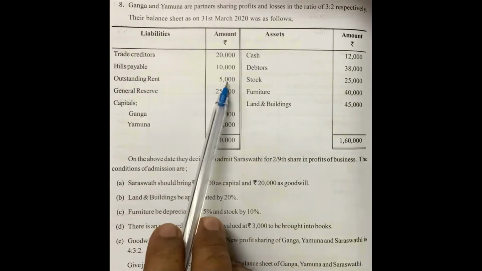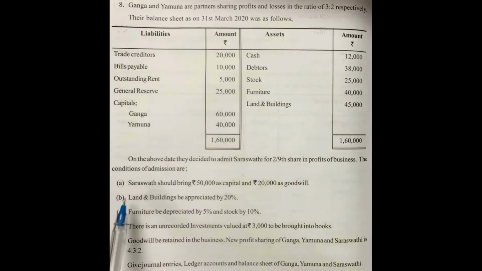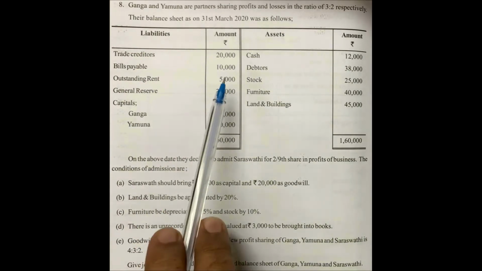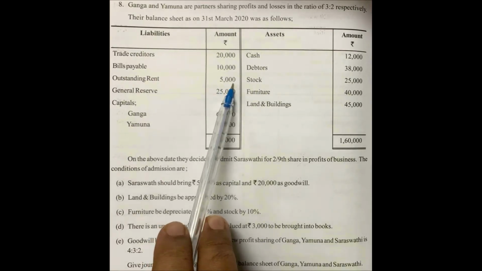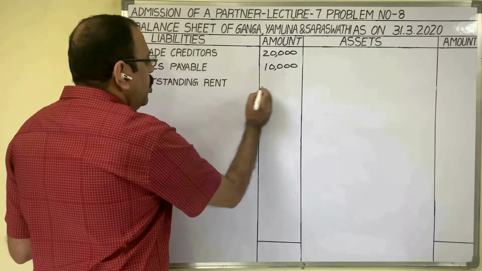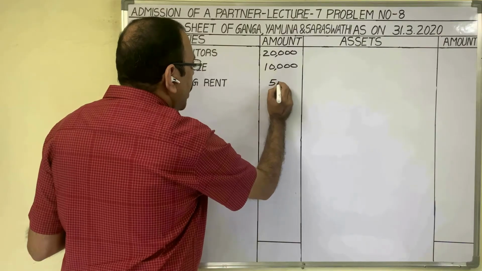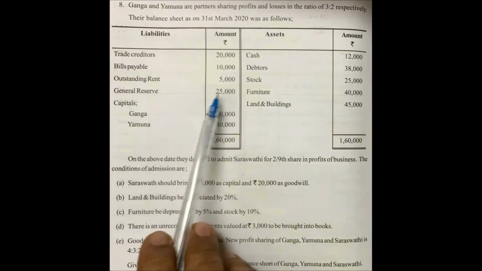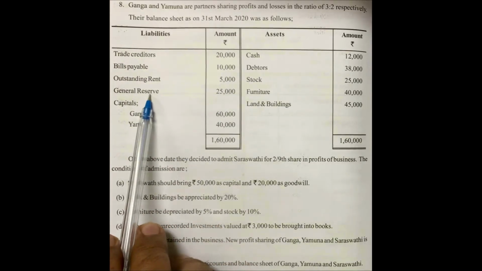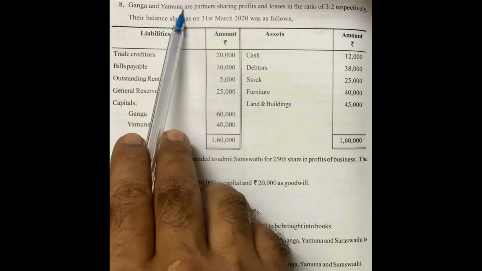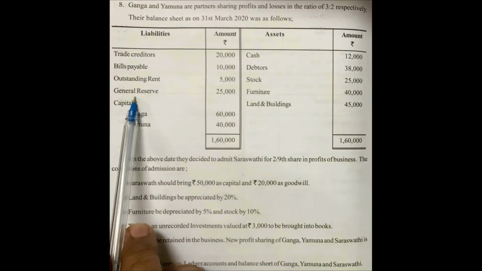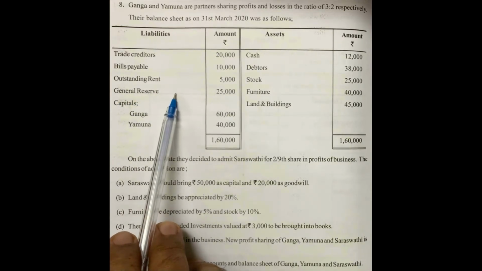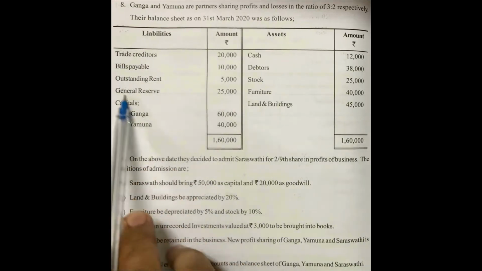Next, outstanding rent 5,000 rupees. Related to this, there is no additional information. Therefore, the same amount 5,000 we should show in the new balance sheet also under the liability side. Outstanding rent, no adjustment. Next, come to general reserve 25,000 rupees. This accumulated profit we transferred to the old partners' capital accounts now. Therefore, now there is no balance in the general reserve account. As the general reserve account is closed, in the new balance sheet we should not show this amount again. So liabilities we have completed.